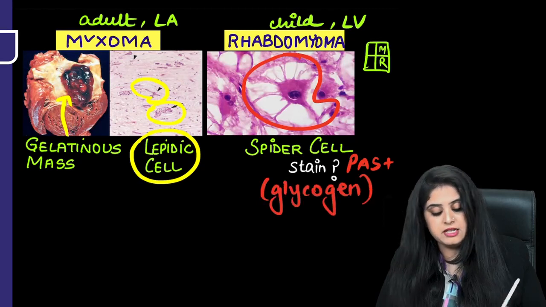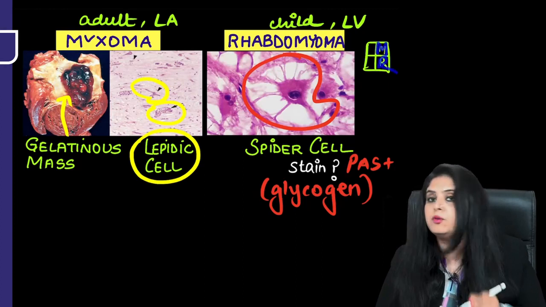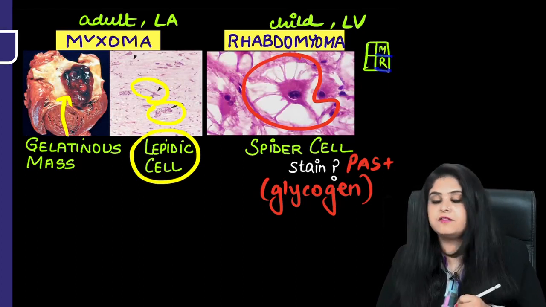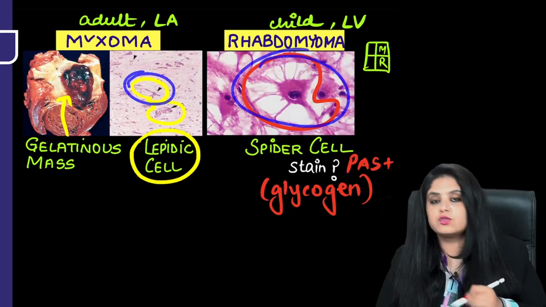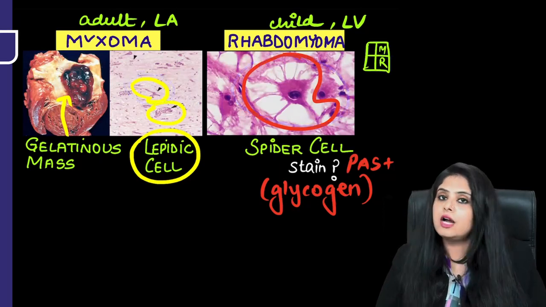Okay? Very important. So myxoma and rhabdomyoma, Mr. Mnemonic, left atria, left ventricle. This shows you lipidic cell, this shows you spider cells. This sorts your cardiac chapter.